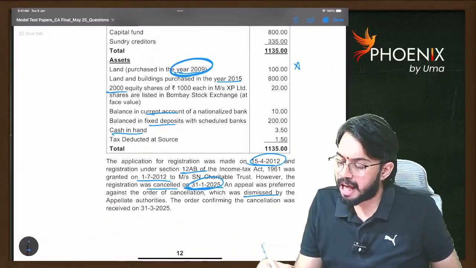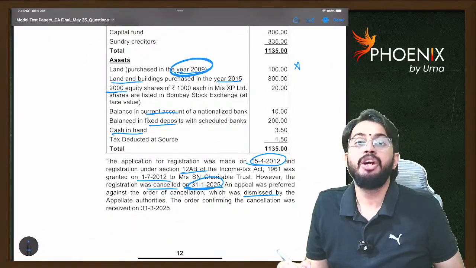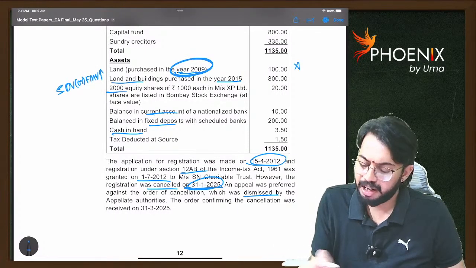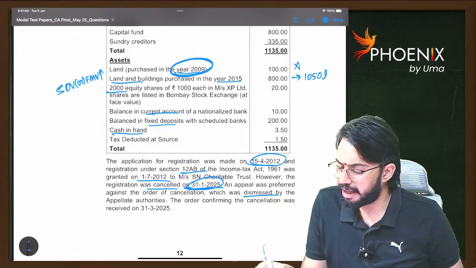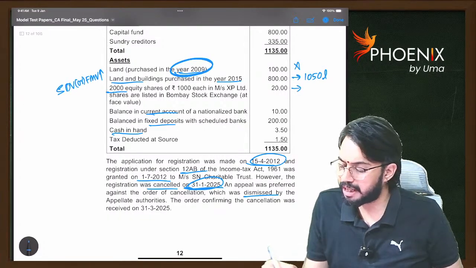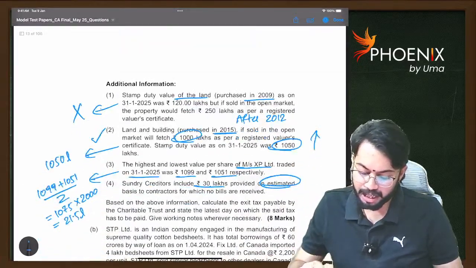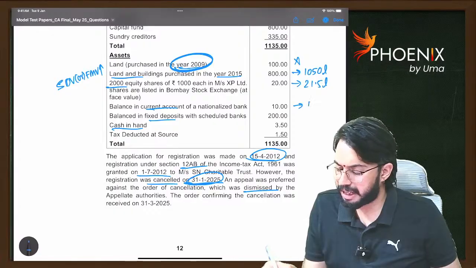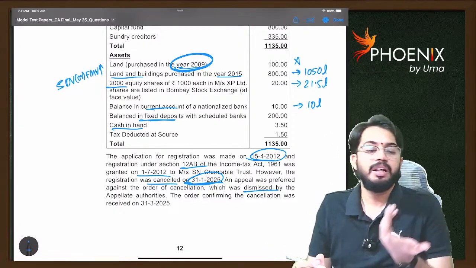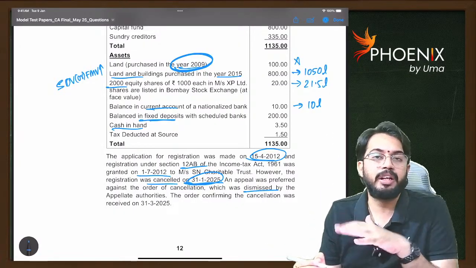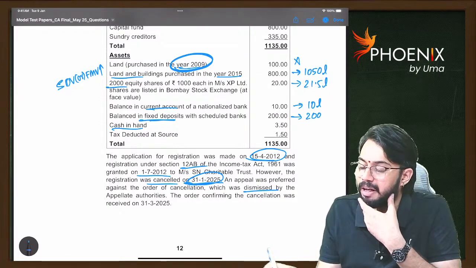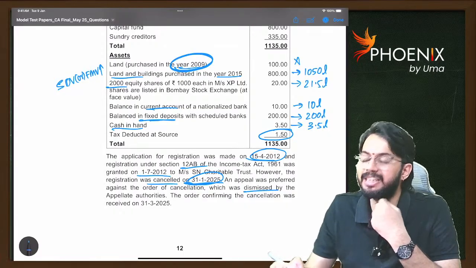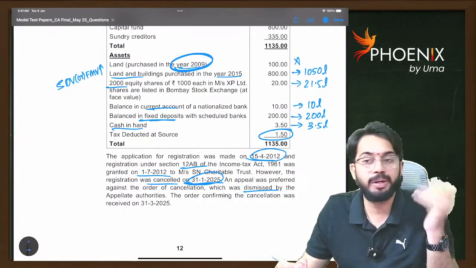So 100 lakhs should not be considered. For land and building, you will consider stamp duty value or fair market value, whichever is higher, which means 1050 lakhs. Next, for shares, you will consider 21.5 lakhs. We have already done the calculation. Next, current account, this will be considered 10 lakhs. Fixed deposit, like that itself you need to take. There is no concept of fair market value for fixed deposit. Cash in hand 3.5 lakhs. TDS, this is not income now. It is tax payable to government.